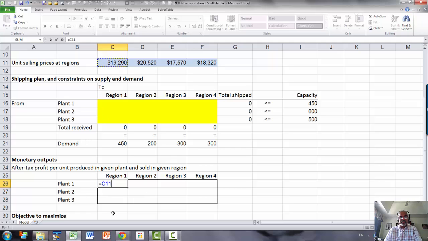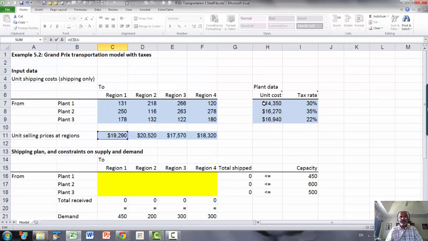So now when we copy down to the different plants, the price should remain the same, which means the row should remain the same. But when you copy across to the different regions, then the price should change to different columns. So the row remains the same, column should change, so the dollar sign should go to the row. And I need a parenthesis here to start with. Then minus the cost of production.